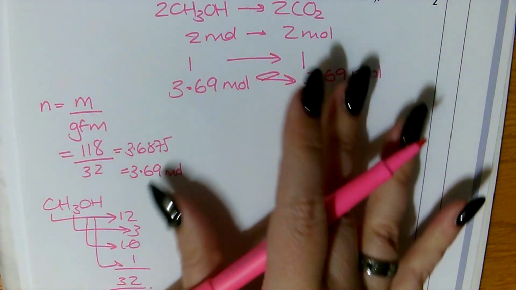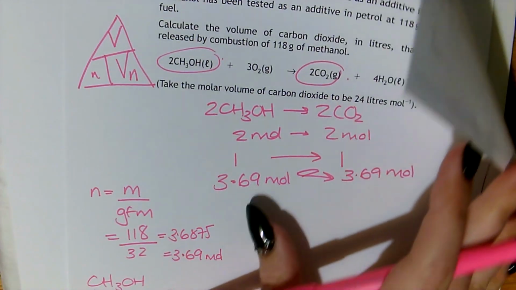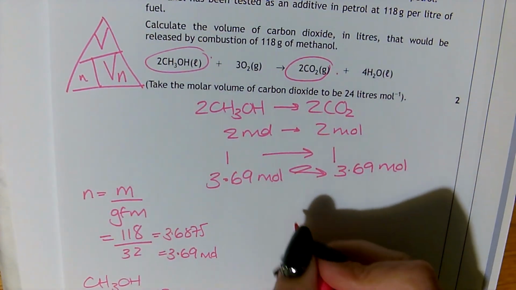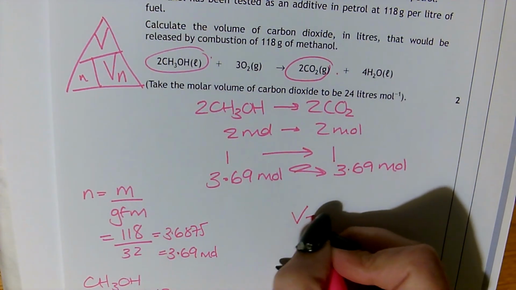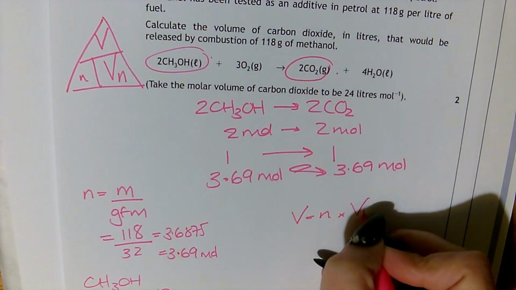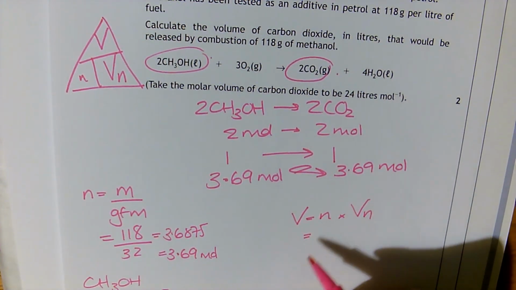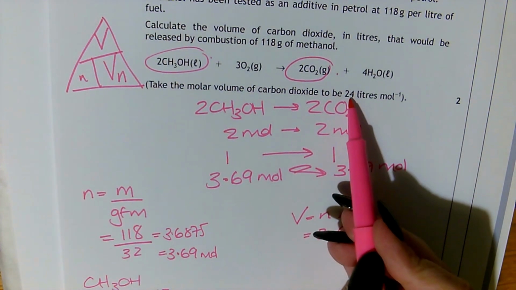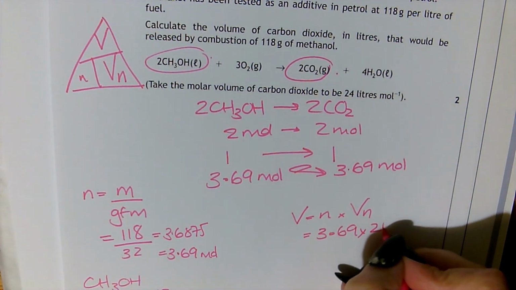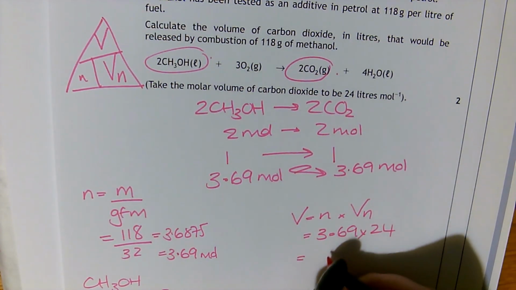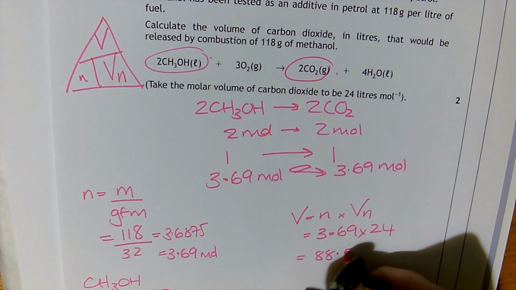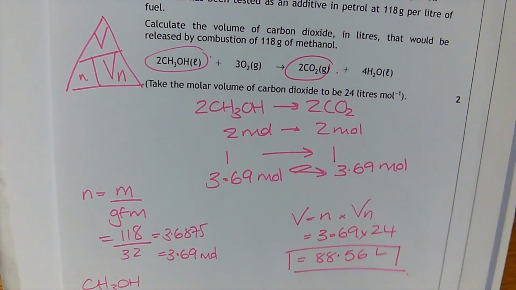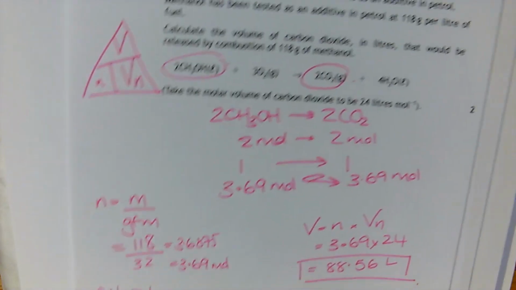Now we answer the question. So looking back here at our molar volume triangle, we want to figure out the volume, so we're going to do the number of moles times the molar volume. The number of moles we've just worked out, we said it's 3.69, and our molar volume came from the question, so 3.69 times 24, and that should give us an answer of 88.56 litres. And that is your final answer there for 2 marks.